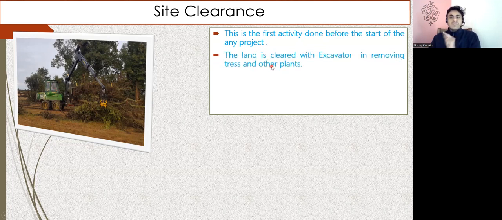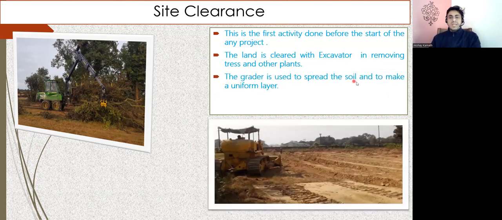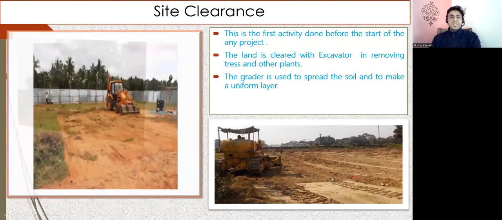Next, the land is cleared with the excavator, removing the trees and the other plants. If there are any small plants and all, we'll try to cut them off. Yeah, the grader is used to spread the soil and to make a uniform layer. That means once you cut off all the trees, if your ground is not uniform, if it is up and down, in that case, you have to fix one particular level, and then we are going to give a uniform surface. For that, we make use of this grader. What this grader is going to do is spread the soil uniformly over the entire site you have. And this is how it looks.